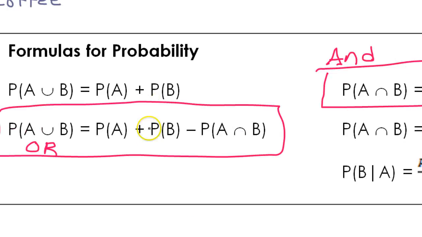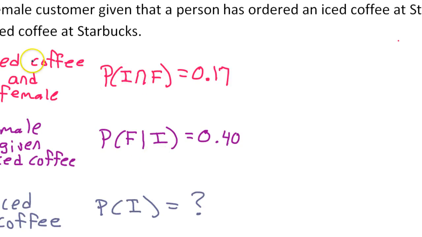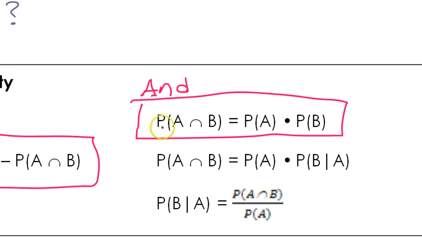Let's look back at what we have. Well, we have an AND right here, iced coffee and female. We don't have an OR anywhere, not anything that we're given. So that's one reason to think that we're looking at the AND formula. Also, there are only three things here, and the AND formula involves only three things. So it looks like we're dealing with the AND formula.